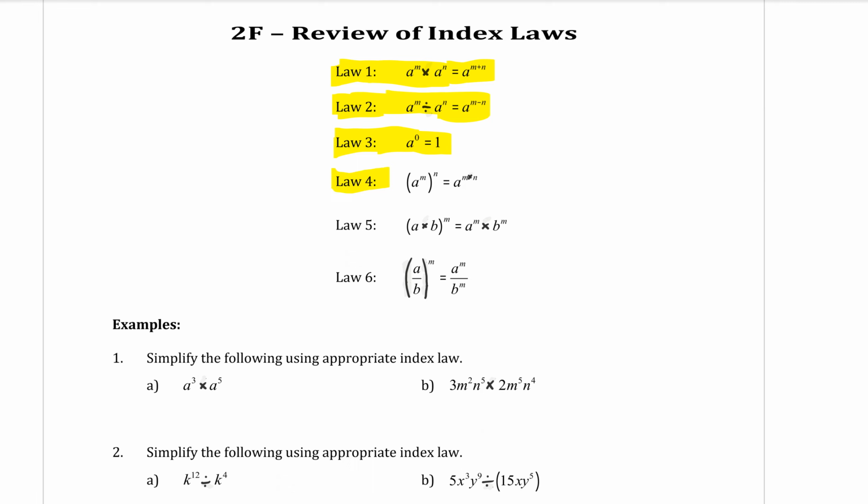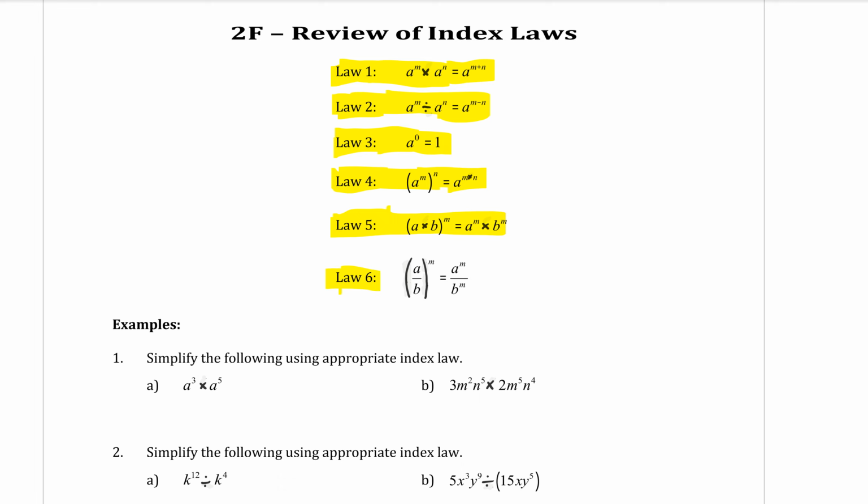Law number 4, if you have brackets where you have a power both in the brackets and outside the brackets, you need to multiply those powers together, which is a to the power of m times n. There, law number 4. Law number 5 is kind of an extension on that. If I have got 2 things inside the bracket, then each of them need to be to that power outside of the bracket. So a to the power of m and b to the power of m if you were to expand those out.